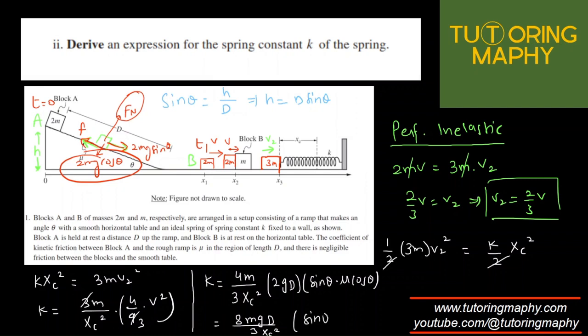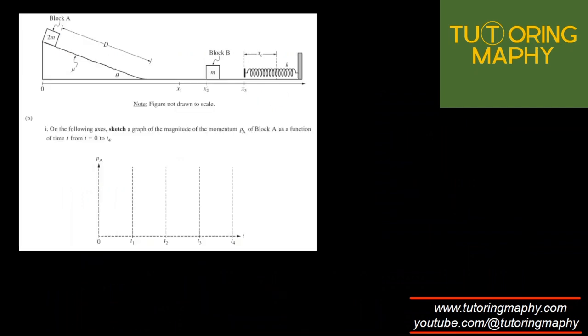And the rest of the thing is just sine theta minus mu cos theta. So that's going to be the answer for the spring constant. Obviously, that's not an expression which you like, but this is the answer, whether we like it or not. Okay, excellent. Let's move ahead to the next question.